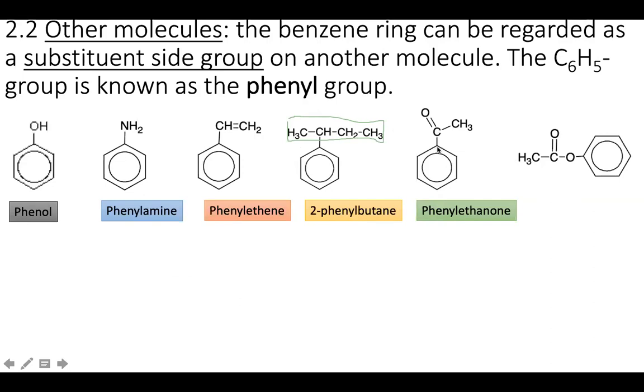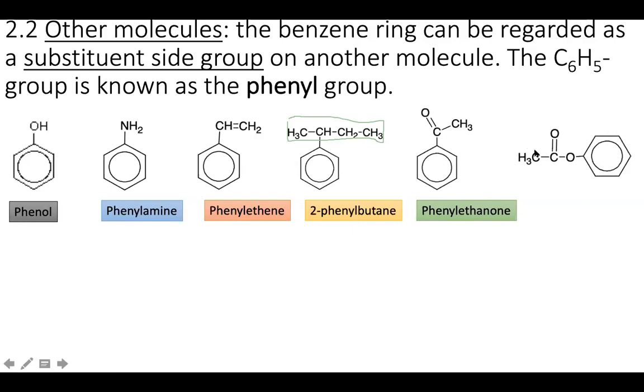Next is a ketone, C double bond O, attached to a carbon and attached to another carbon. So this functional group is a ketone. So we call it phenylethanone. Okay, the ethanone is the name of the ketone, two carbon, and then phenyl is the benzene that is hanging off as a side chain.